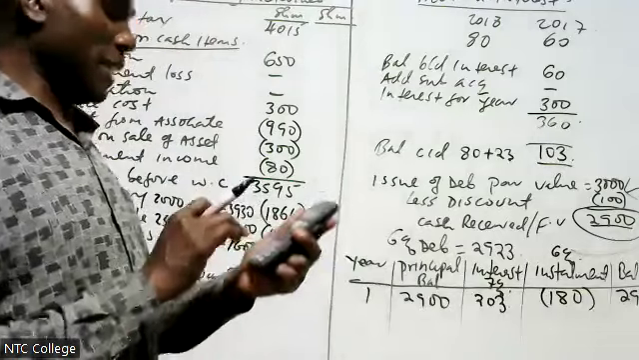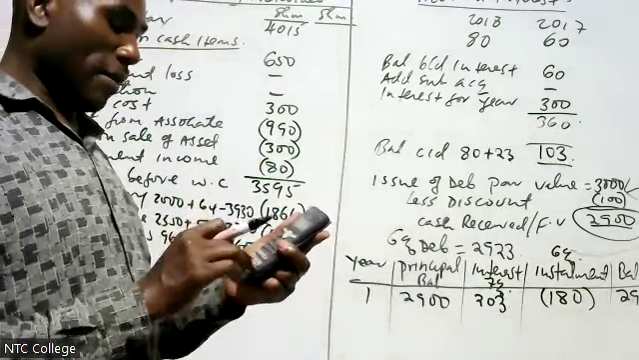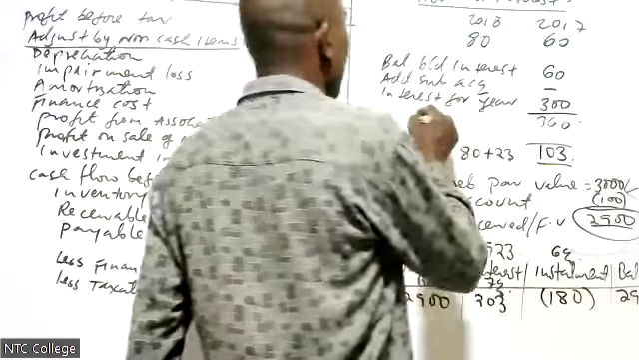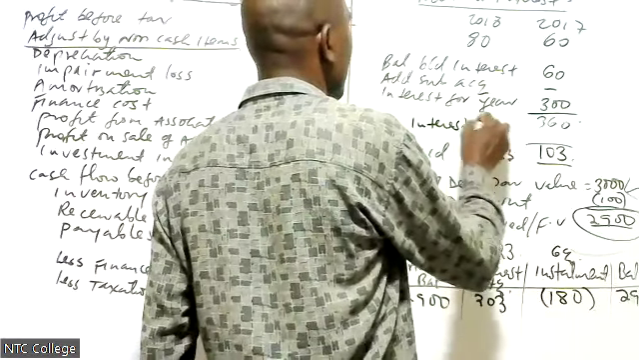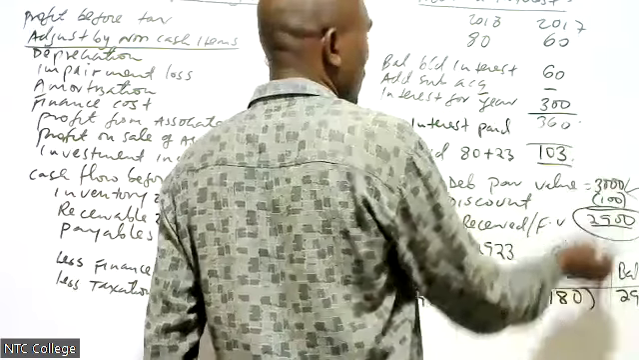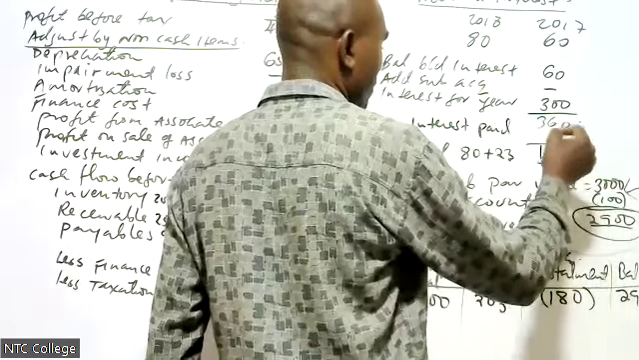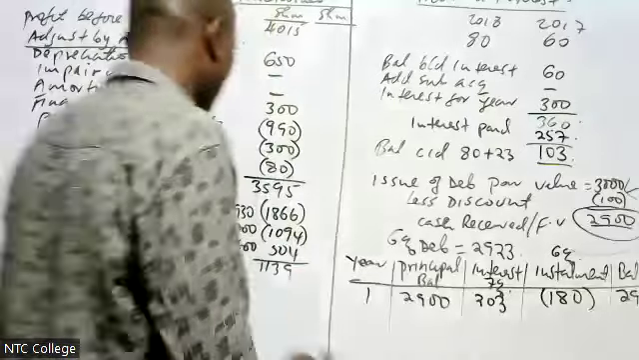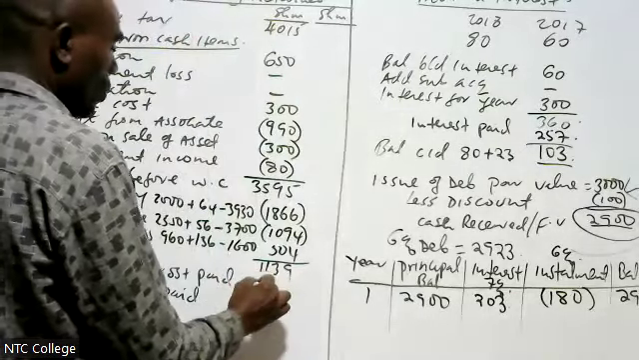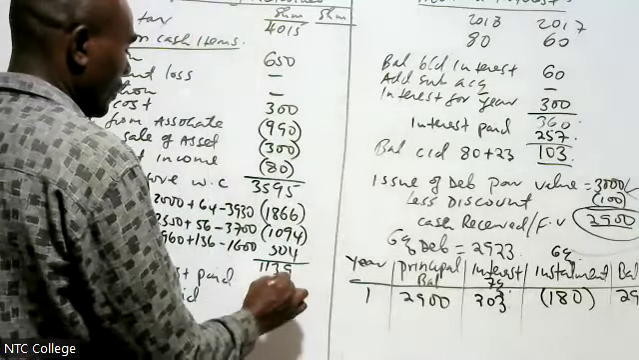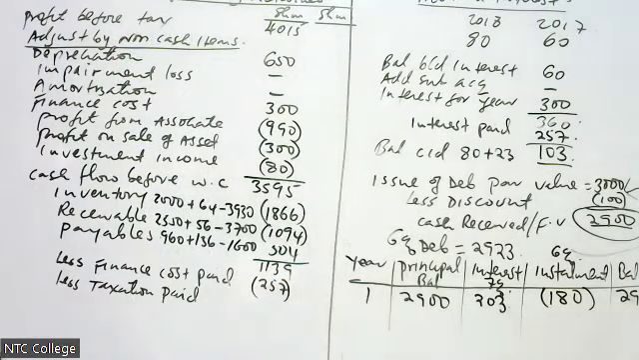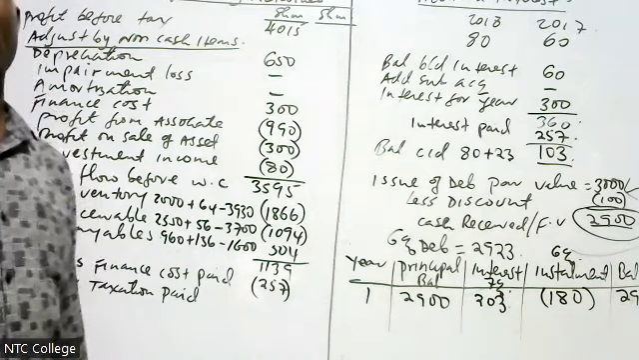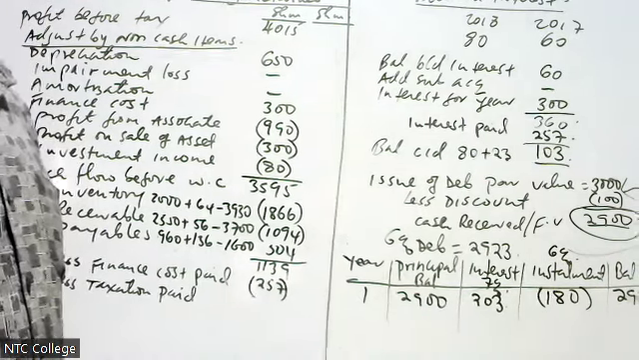Therefore, the interest paid, I will compare 360 minus 103. I'm getting 257. Interest paid is 257. Therefore, I bring here 257. We less 257. Are we together on that?